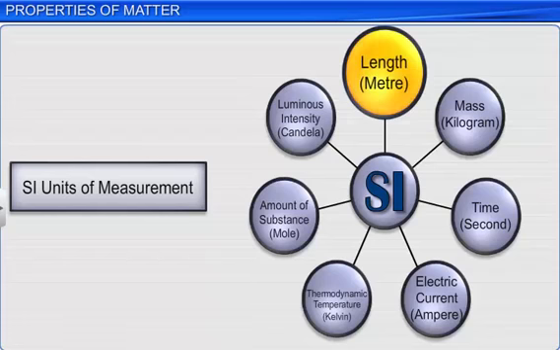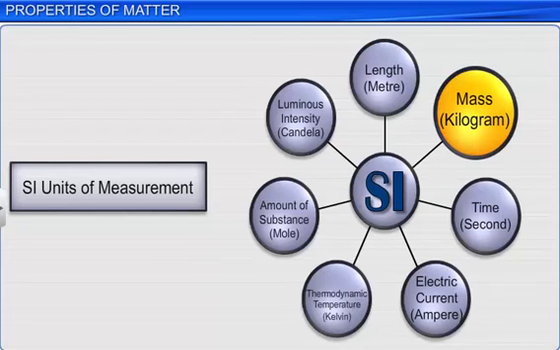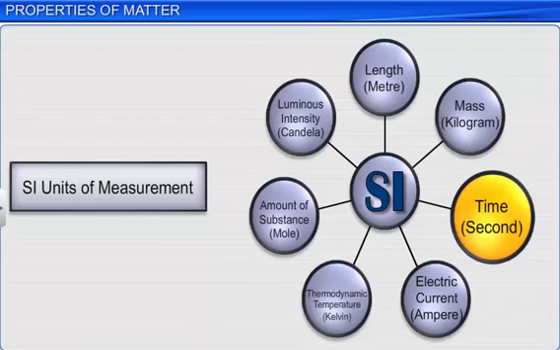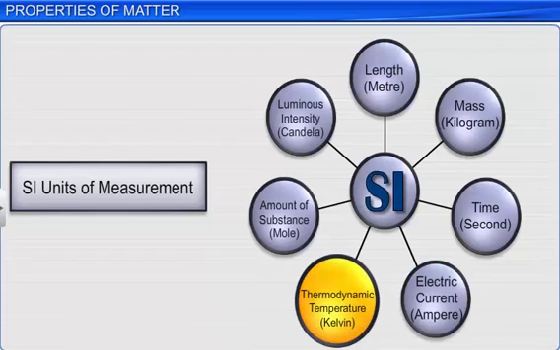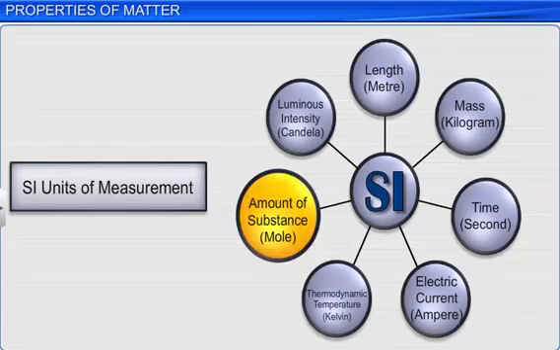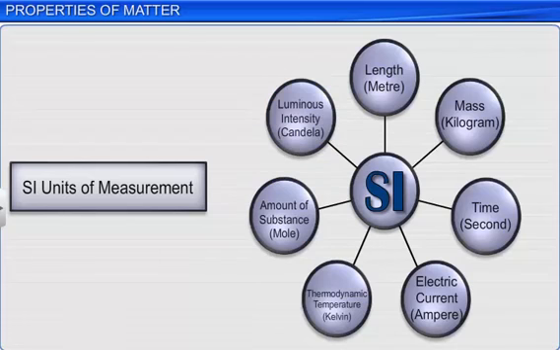They are length, measured as meter, mass measured as kilogram, time measured as second, electric current measured as ampere, thermodynamic temperature measured as Kelvin, amount of substance measured as mole, and luminous intensity measured as candela. Let's look at each quantity one by one.